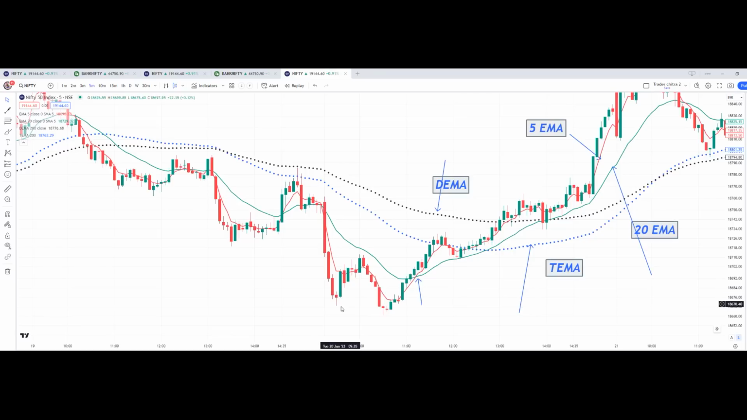And we can trail the profits along with the 5 EMA. This green candle gave a close above the 5 EMA, so we can book our profits.